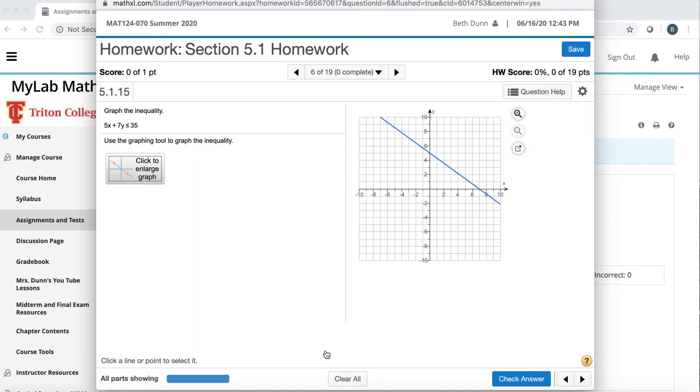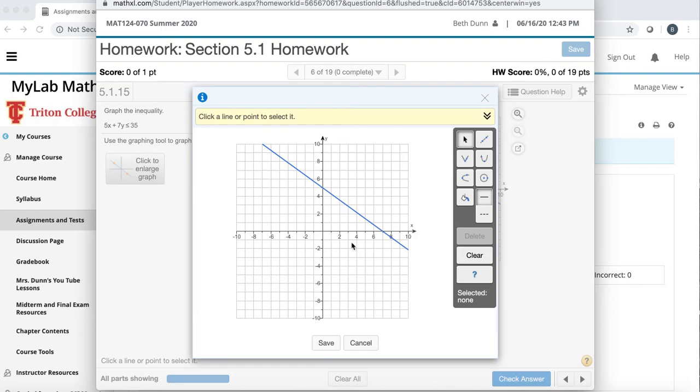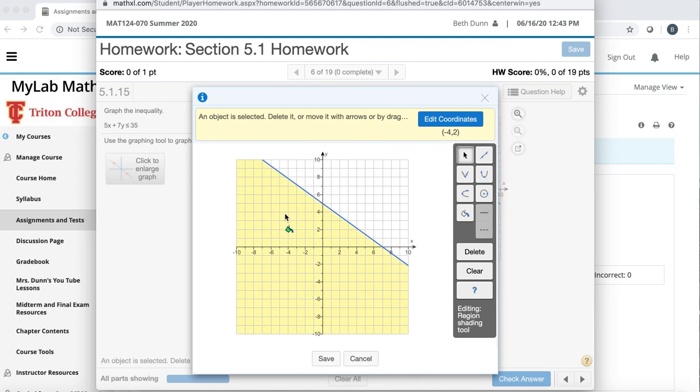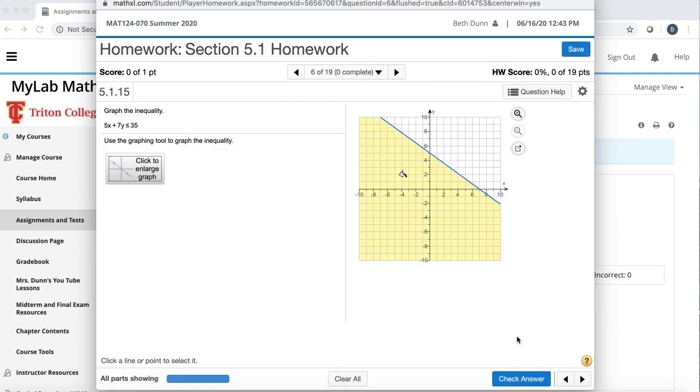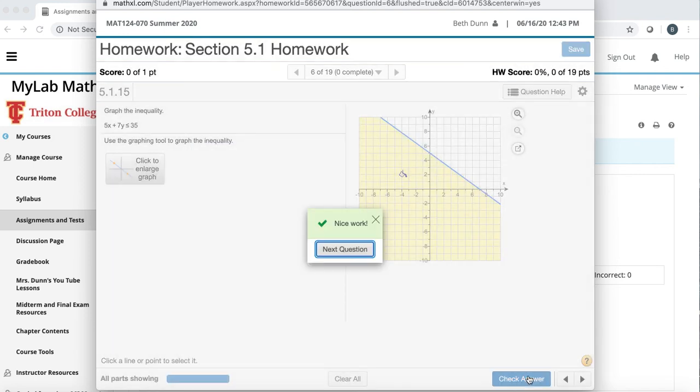So that's the equation of a line. Oops, I forgot something. Now what we have to do is our shading. So we're going to pick the paint can. Remember, we determined that 0, 0 works, so we're going to paint on this side of the line. I simply click the paint can and fill in that region. I'll save it and check my answer, and it was correct.